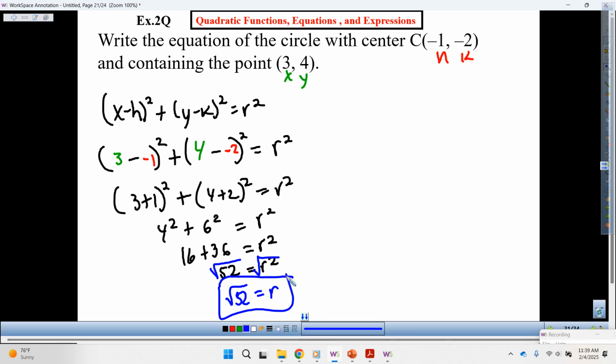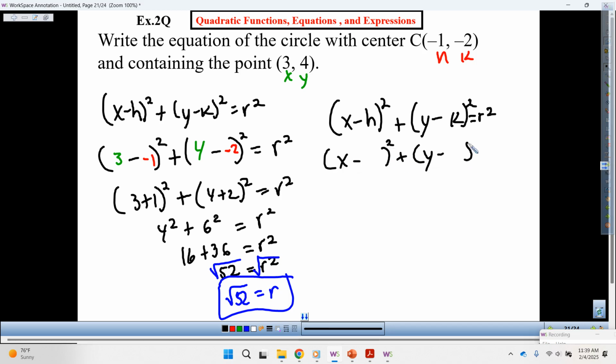This is what we covered with the quadratics the other day. And all we do is substitute values. So here we go. (x minus h) squared plus (y minus k) squared equals r squared. x minus, y minus, equals parentheses squared.